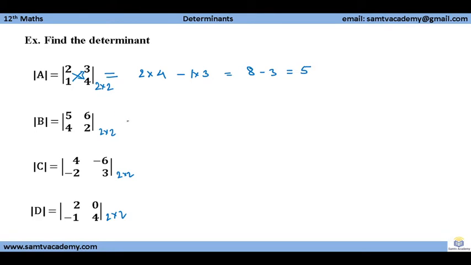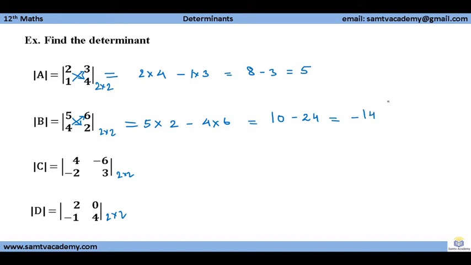Now for the second question, we will find the value of determinant B. For this also we will first take the principal diagonal, then the other diagonal. So 5 into 2 minus 4 into 6. This will become 10 minus 24. So the answer is minus 14.